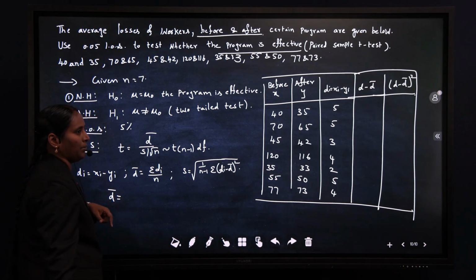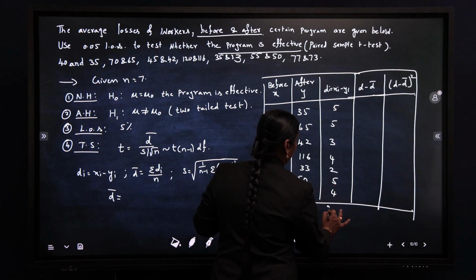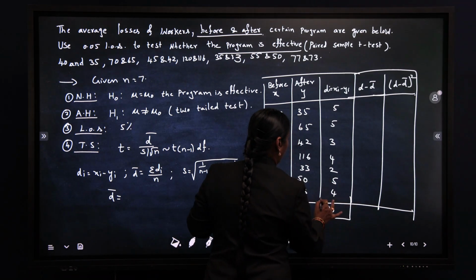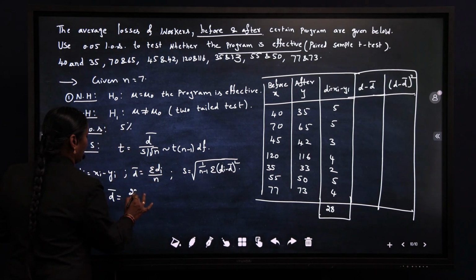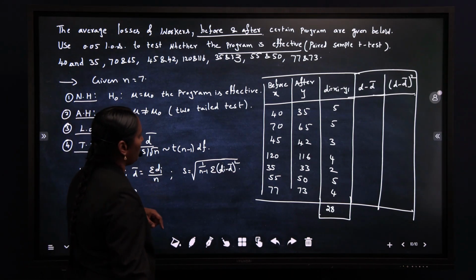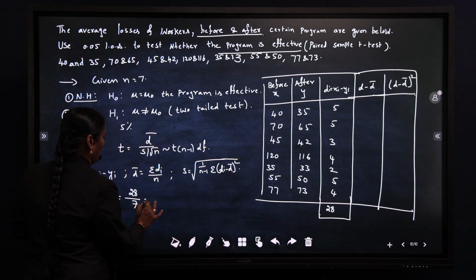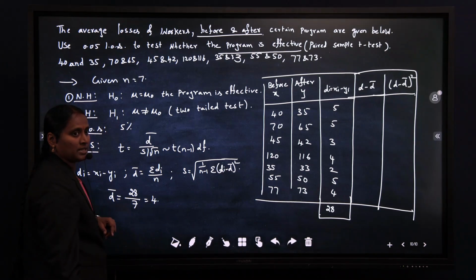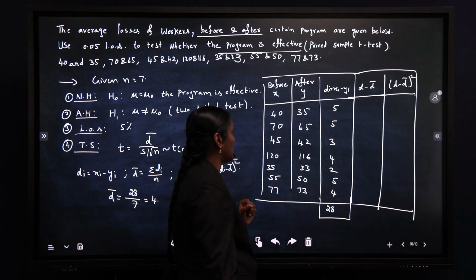So the value of summation di here is 28, and the number of observations in the given problem is 7. So d bar is equal to 28 by 7, which is 4. Now we are going to find the next column, d minus d bar.